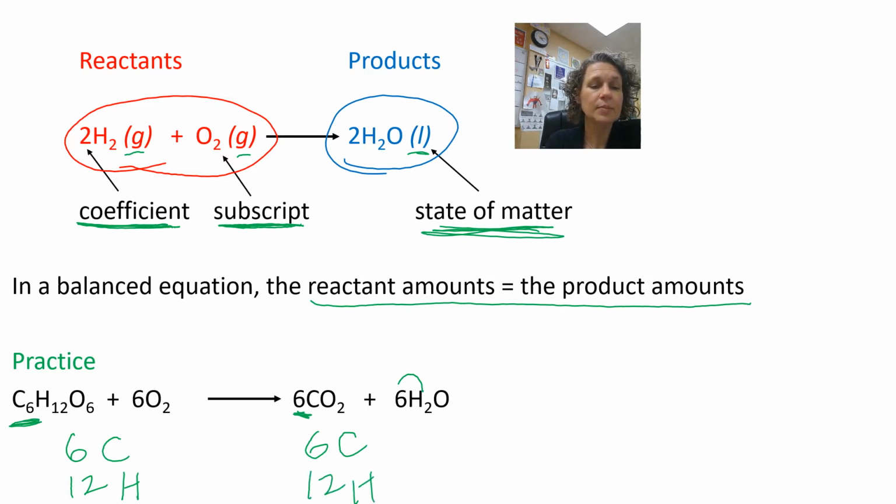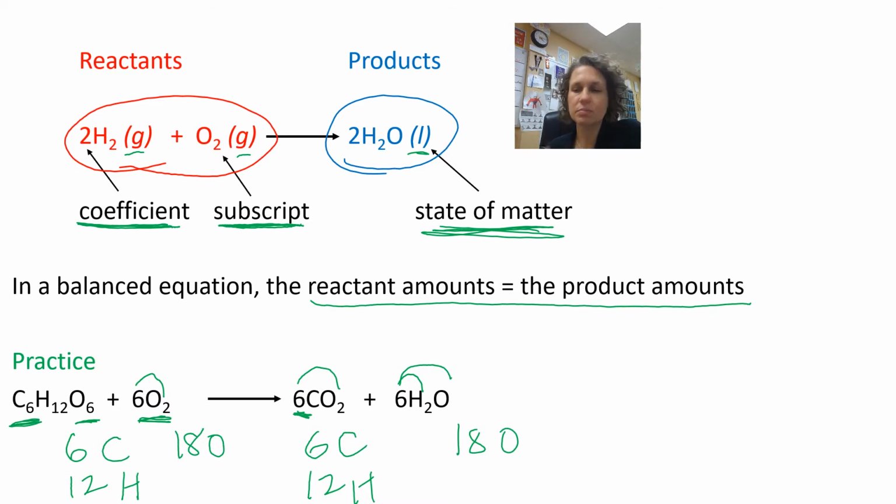And then the oxygens. So on the reactant side, I have 6 to start with here, plus these other oxygens here. 6 plus 12, because I have 2 times 6 gives me 12, and then plus the first 6 gives me 18. And then over here, same thing. I've got 6 times 2 is 12. And then 6 times 1 is 6. 12 plus 6 is 18 O's. All right. And so that's really pretty much all there is to it.